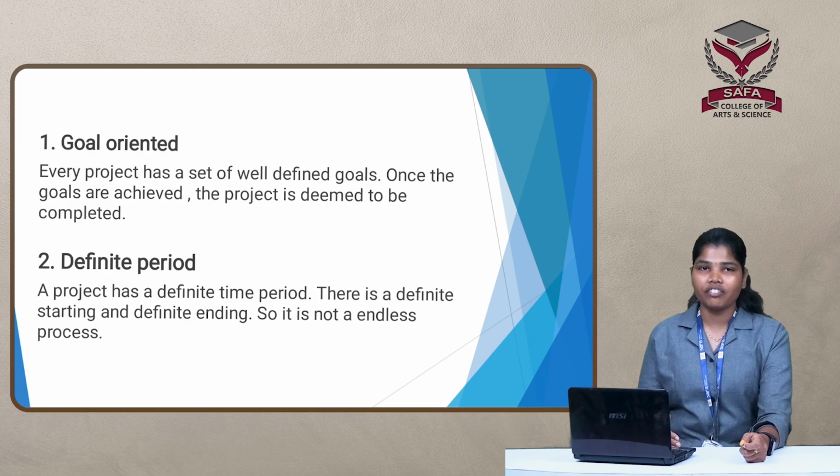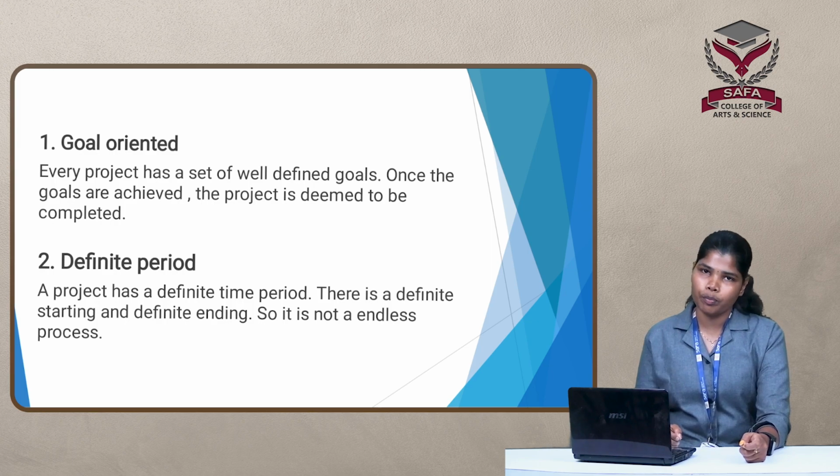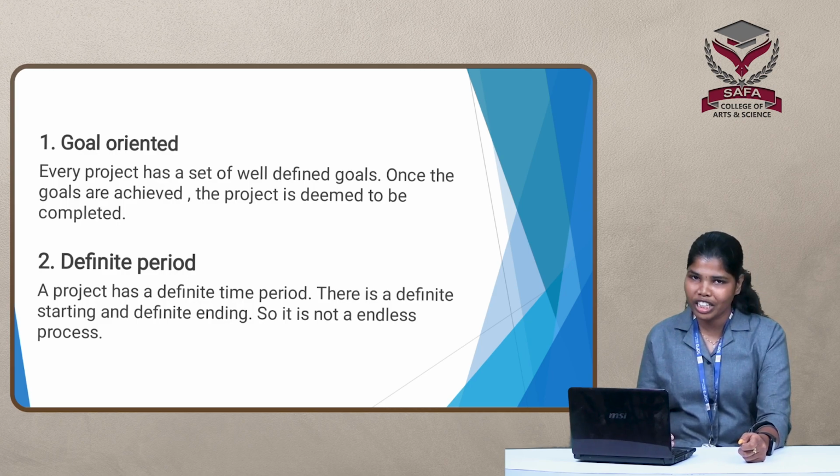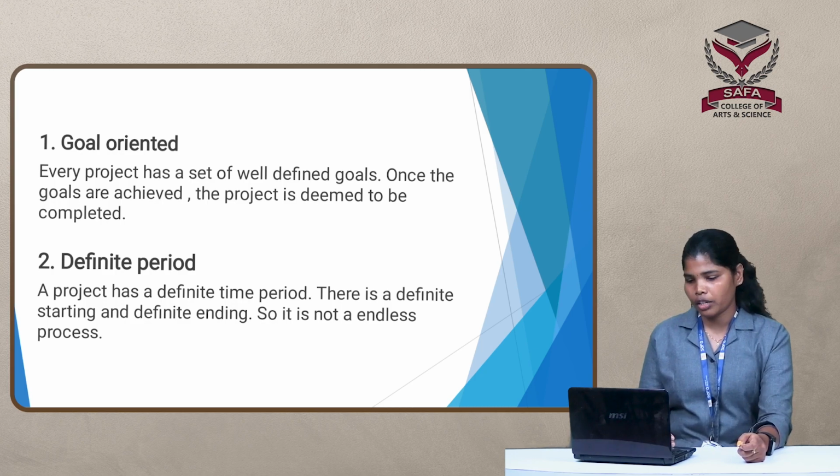The next feature is definite period. Every project has a definite time period, that is, there is a definite starting as well as a definite ending. So it is not an endless process. The period of the project may be classified into 3 categories. First one is long-term project, second one is short-term project, and third one is medium-term project. If a project takes more than 5 years for its completion, it is known as long-term project. If a project takes 3 to 5 years, it is known as medium-term project. If a project takes below 3 years for its completion, it is known as short-term project.